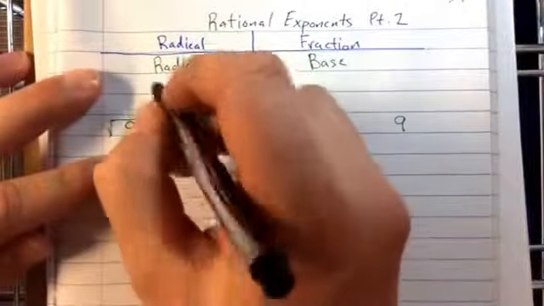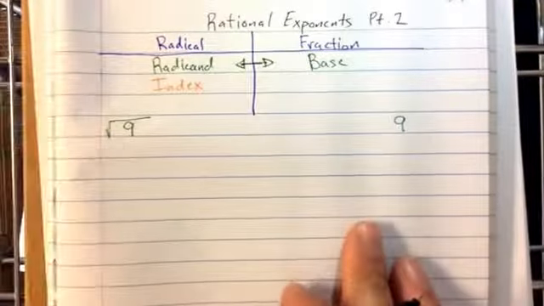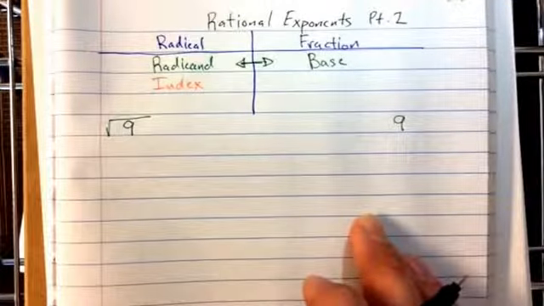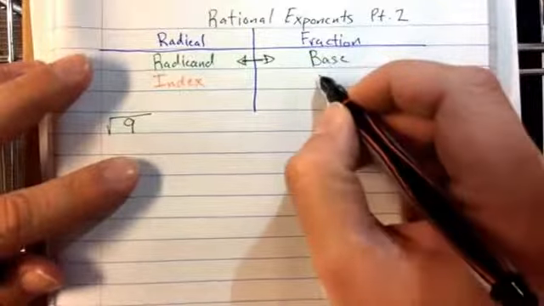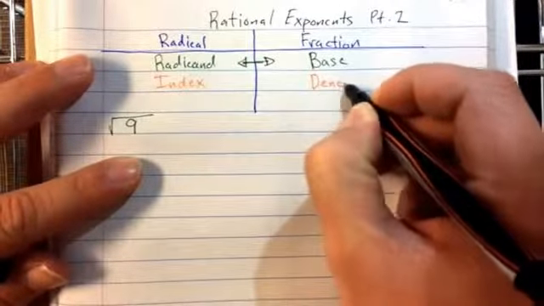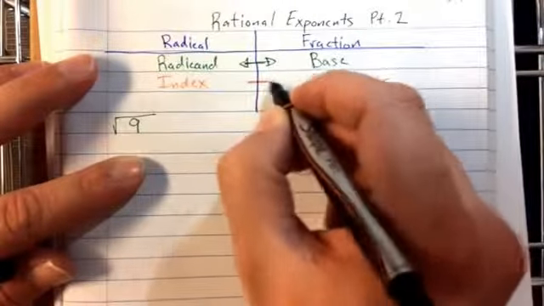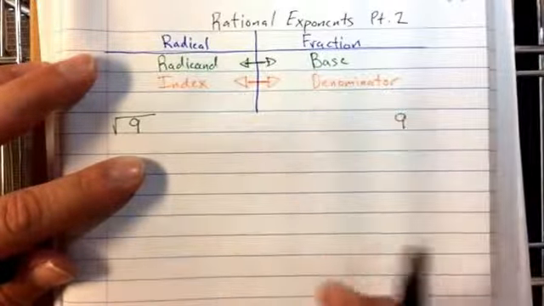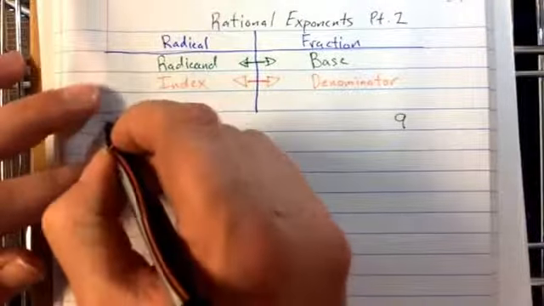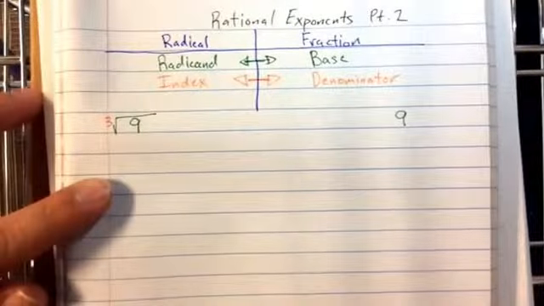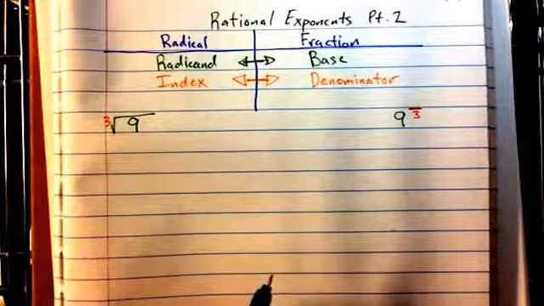So next we're going to take a look at what the index becomes. What does the index become? The denominator of the fractional exponent. So the index becomes the denominator, and the denominator becomes the index. So here our index, and then we have our fraction denominator.